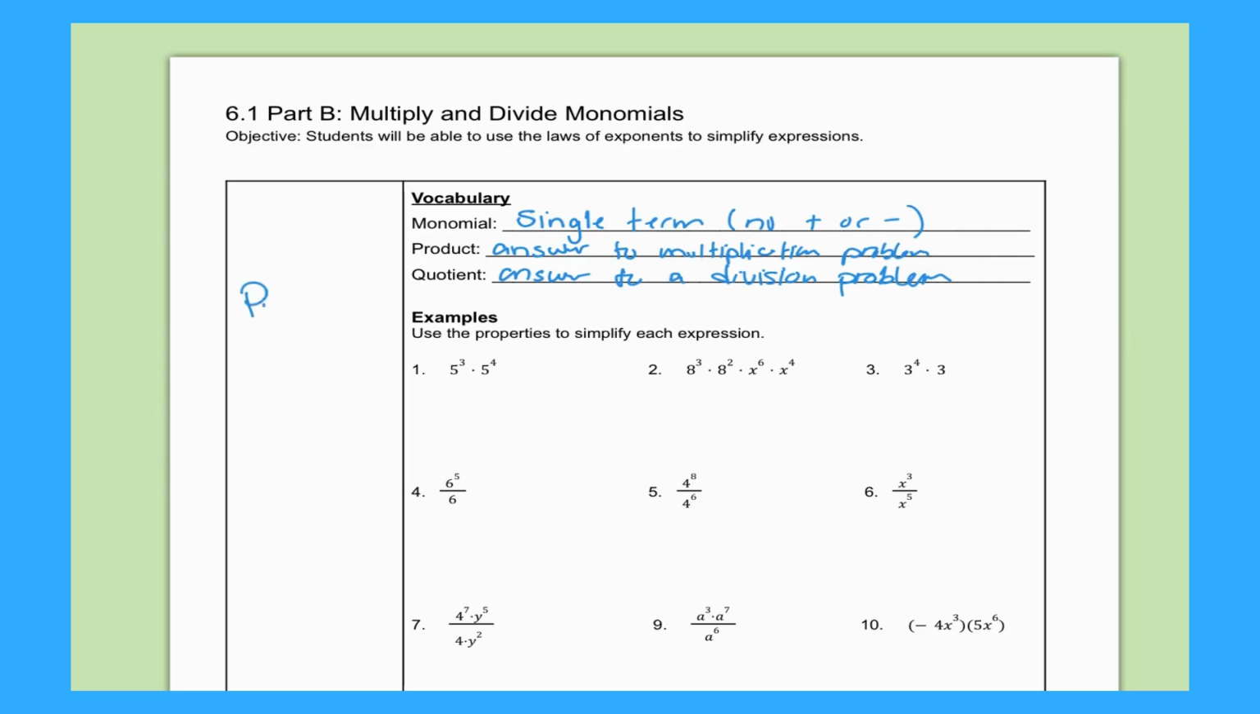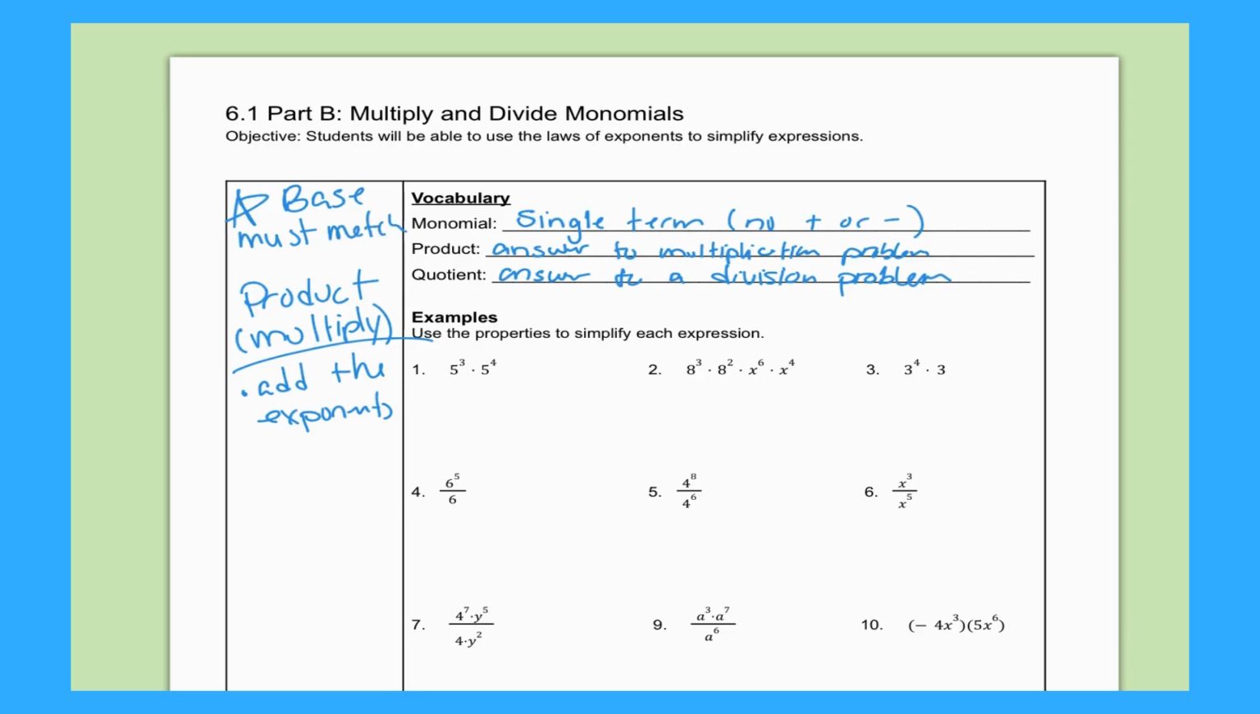So for the product, that means we're multiplying. The shortcut is that we can add the exponents. I want to make a note before we do any of this, though, that for all of these, it only works if the base is the same. So the base must match. If it does not match, then you cannot use these exponent rules. So for the product, you add the exponents.